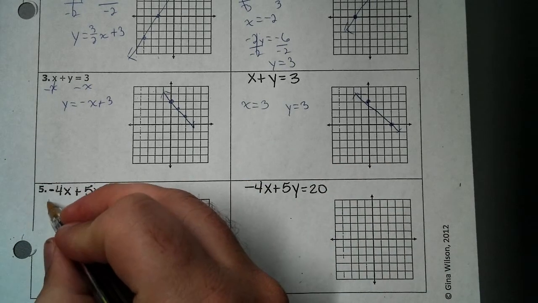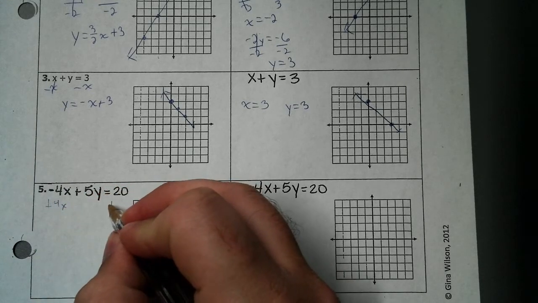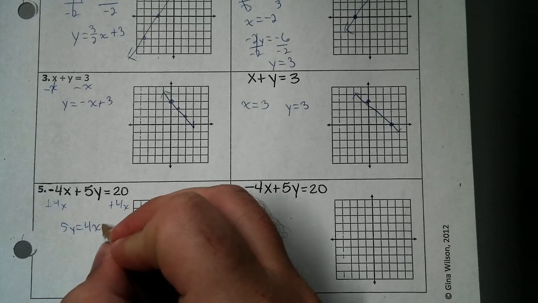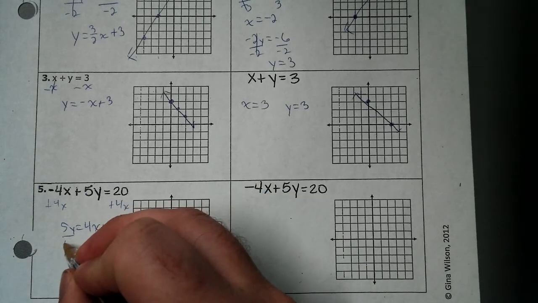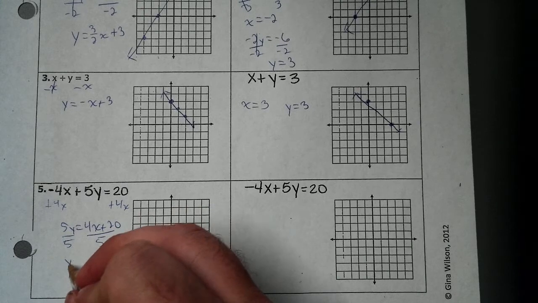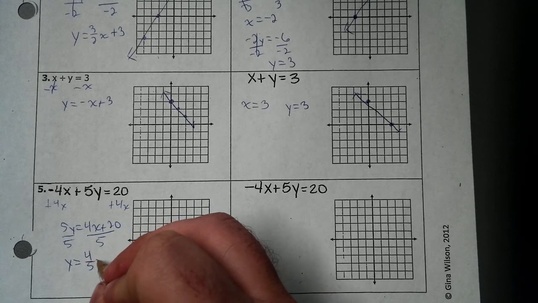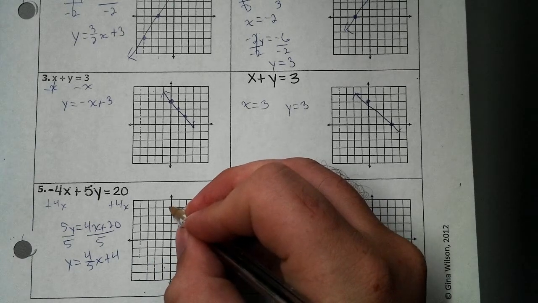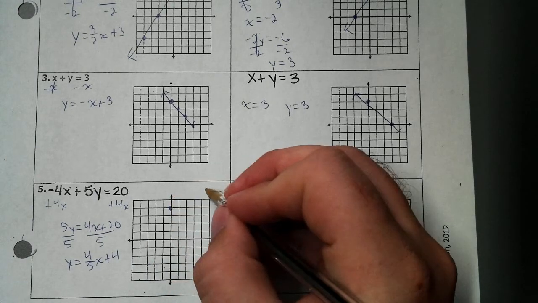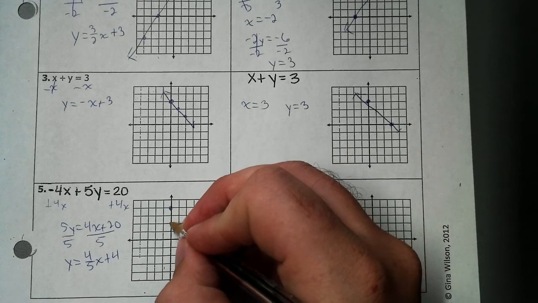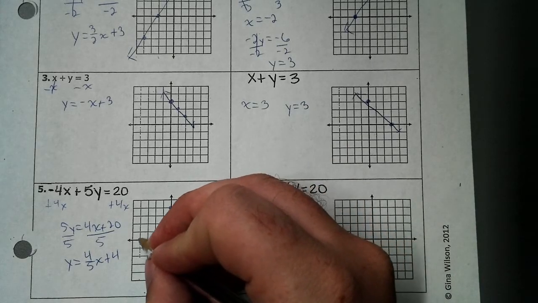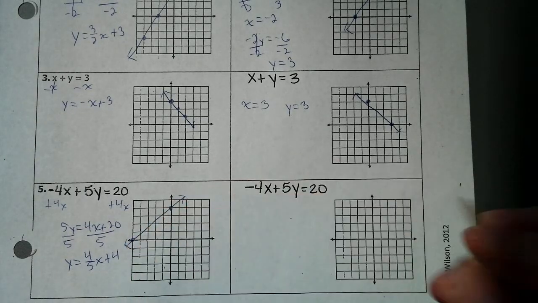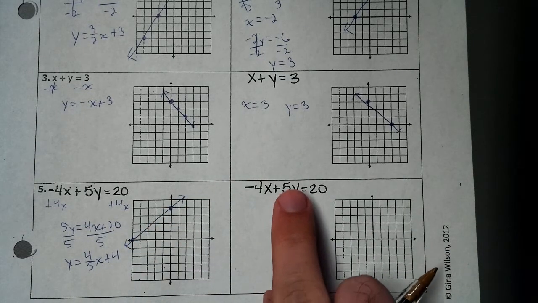So on this one, move your x, so add 4x. I get 5y equals 4x plus 20. Divide by 5. Y equals 4 over 5x plus 4. Go to positive 4. I don't have enough room to go up 4 and over 5, so I'm going to go backwards.